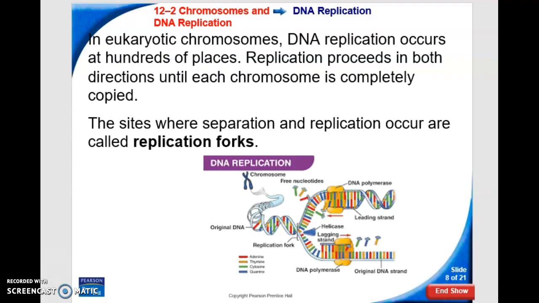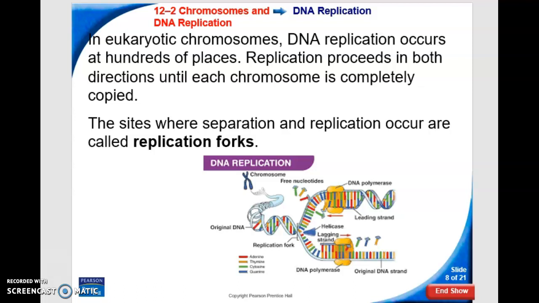DNA replication occurs in hundreds of places. Your DNA is so long that if it only took place in one place, DNA replication would take way too long. So this DNA replication can take place in many places on one DNA strand. It's going to go in both directions until that entire chromosome or DNA strand is copied. Now, if you've ever heard of a fork in the road, the reason that's called that is because it's going to start at one and then split into two directions.